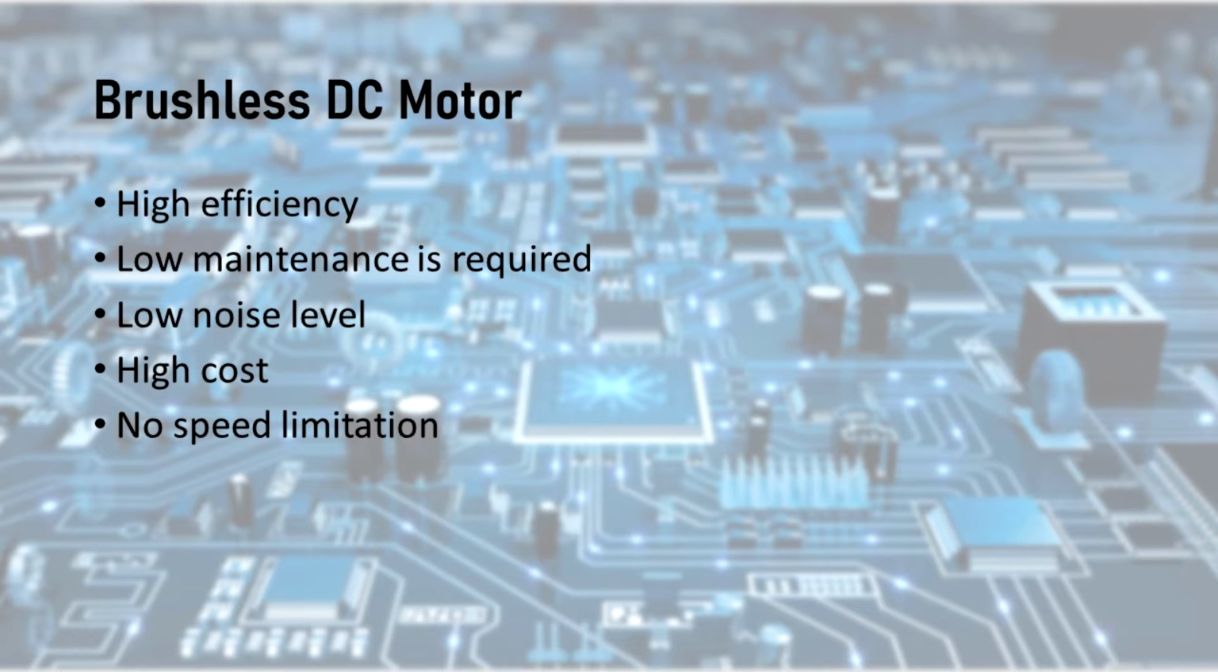Low maintenance is required due to the absence of brushes. It has low noise level because there is no rubbing between the brushes and commutator. It requires high cost due to the complexity of the electronic circuit, and the Hall effect sensor is expensive. It has no speed limitation as it has no brushes.